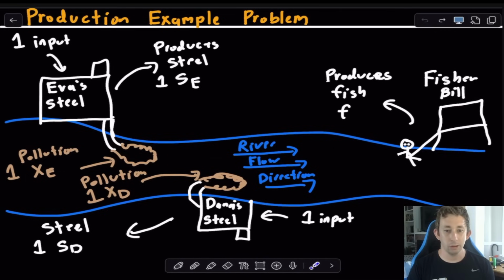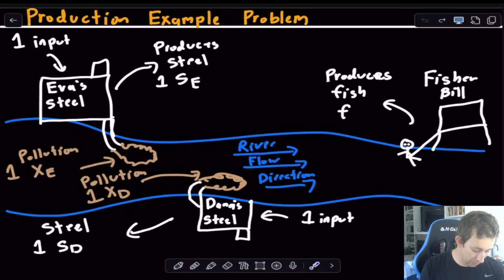And just to make it a little more complicated, I'm going to make it two steel plants versus one fisherman. Okay, so we've got two steel plants. We've got Eva's steel up here and Dana's steel down here. They're each going to take one input. So maybe this is one steel ingot or something, and they're going to produce 1 ton of steel, which is going to be 1 SE. This is Eva's steel versus Dana's steel.